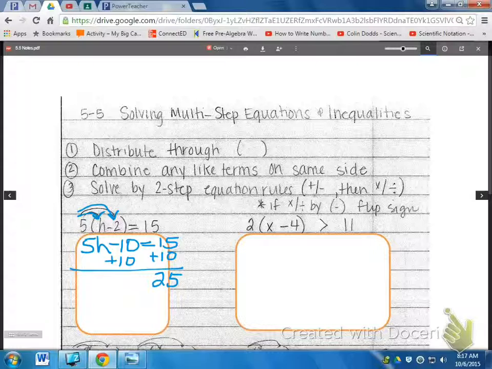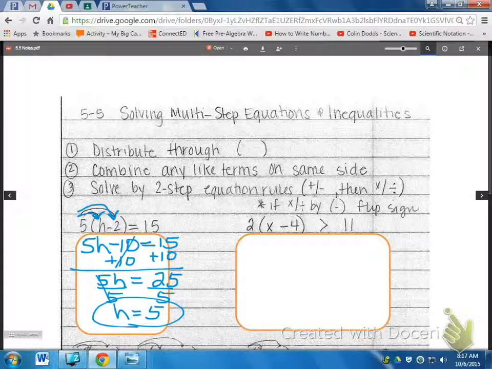What else comes down below the line? 5h equals 25. You need to divide by 5 on each side. Divide by 5. Then h equals 5. Okay, so that one you did very well. They've just added one step. That's the distributive property. That's the only difference from what we've done in the past. Any questions about that? All right, good job.